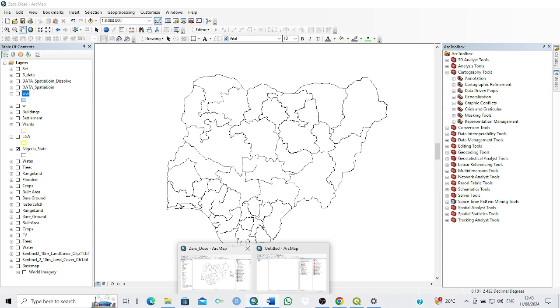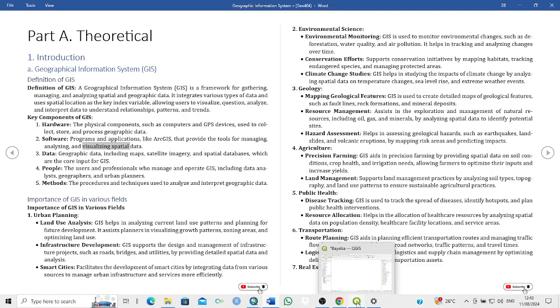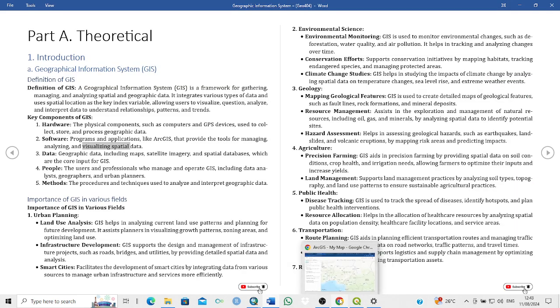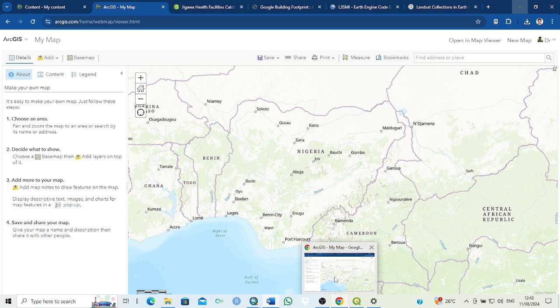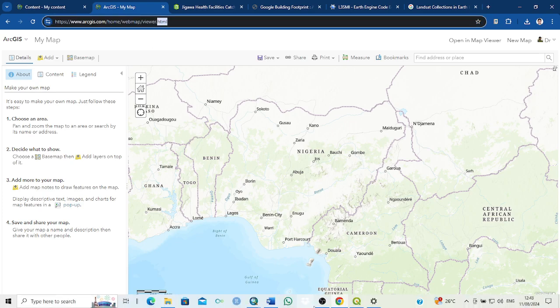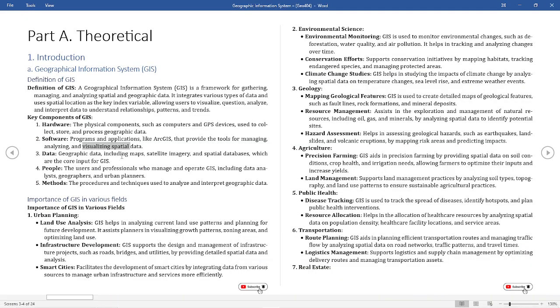Here you can look at this is ArcGIS software. Here this is QGIS software, and similarly there are online softwares available for web mapping. So here we will discuss in detail when we will talk about the softwares.